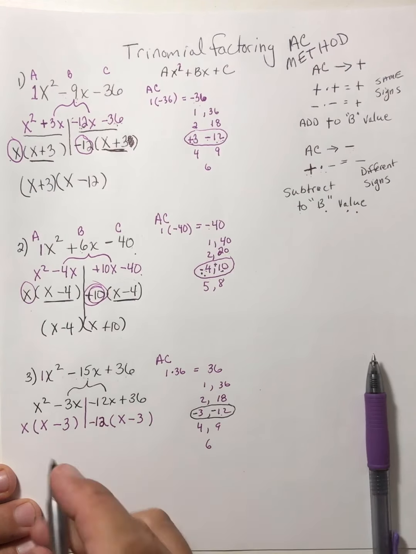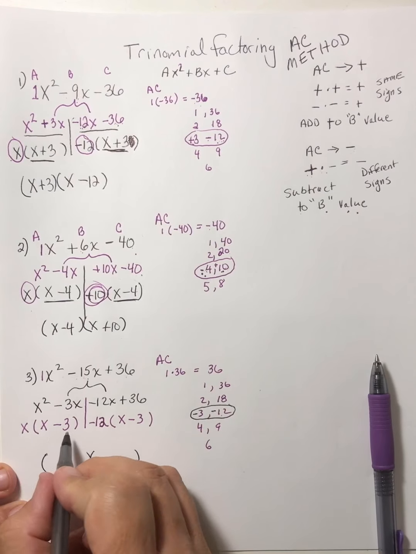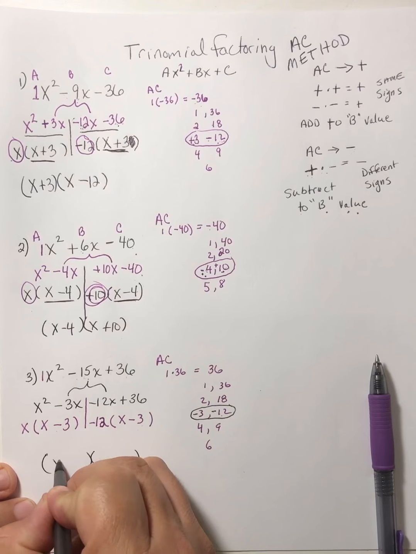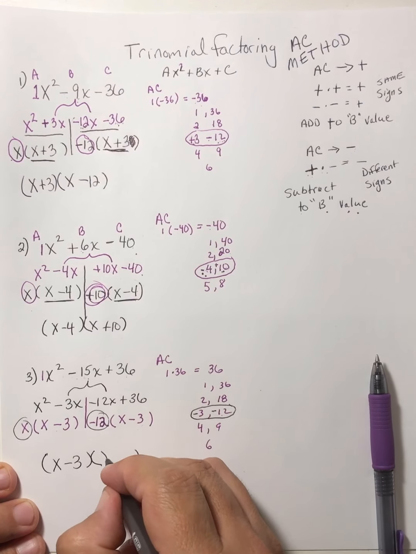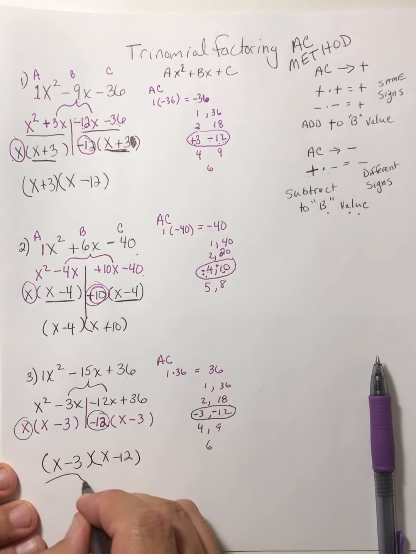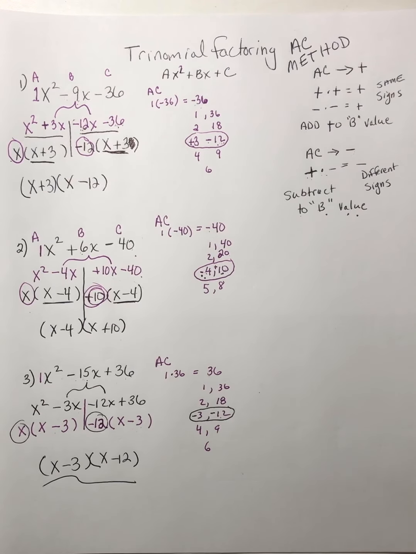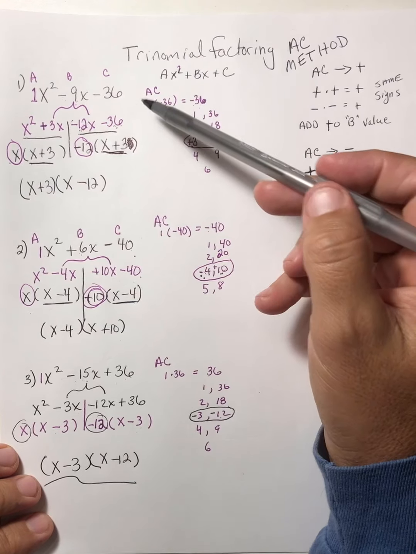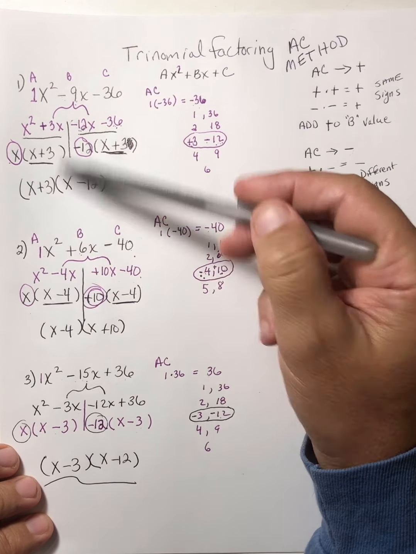So our factors are, here's your two parentheses. We have our, what's the GCF here? Those two are in common. And then we're left with an x and a minus 12. So we just factored. Oh, and again, the AC technique is not necessarily needed when we have a 1 in front. Okay?